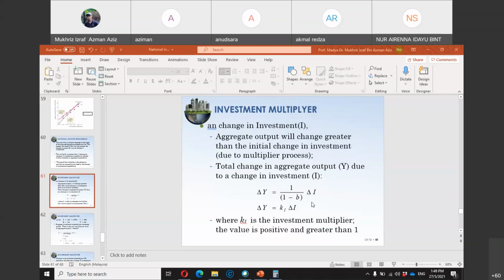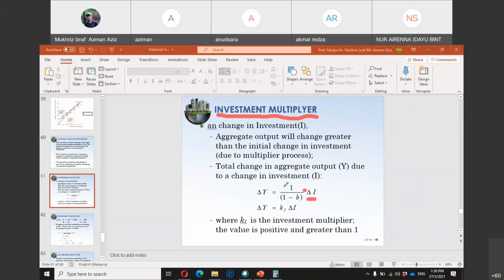You put a certain amount of money into the economy, and that money will grow in value. As I mentioned just now, this is the investment multiplier. The formula is change in Y equals the multiplier value multiplied by the change in investment. Change in Y means the change in the GDP value.